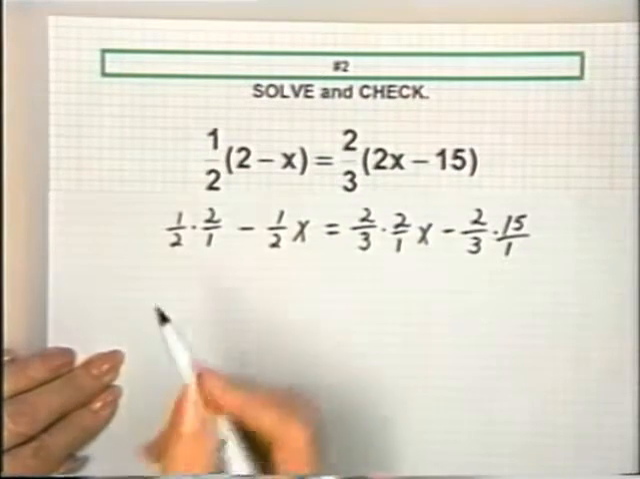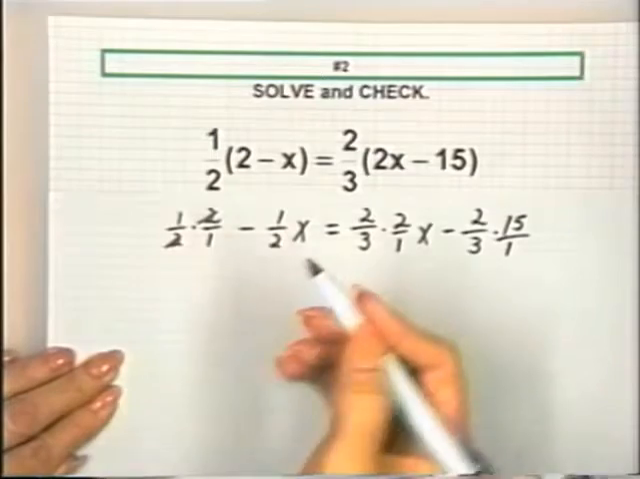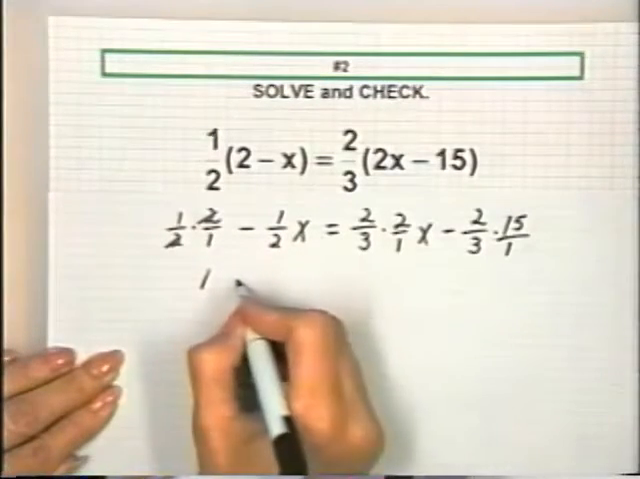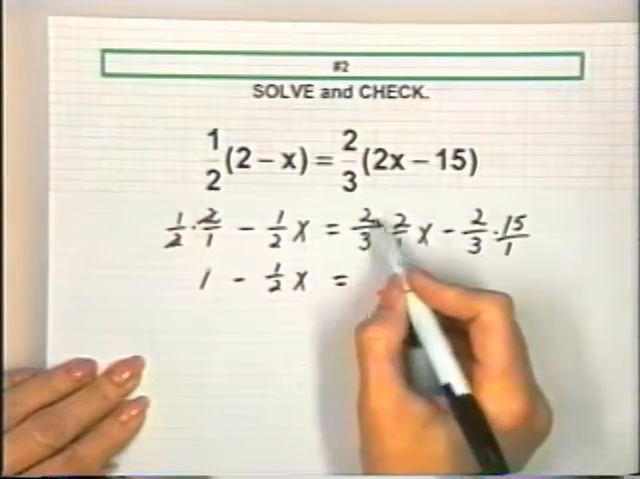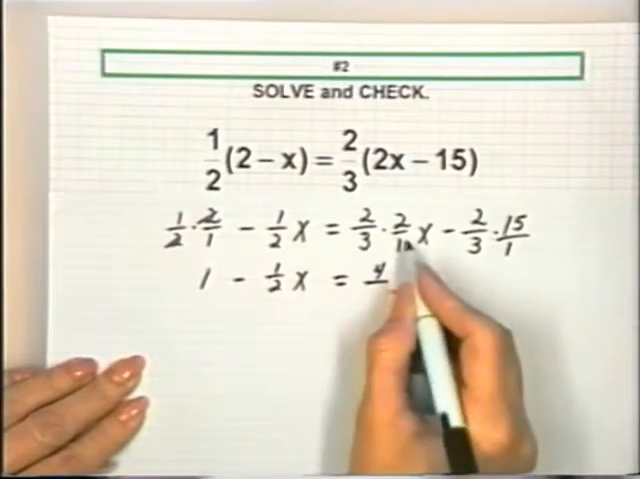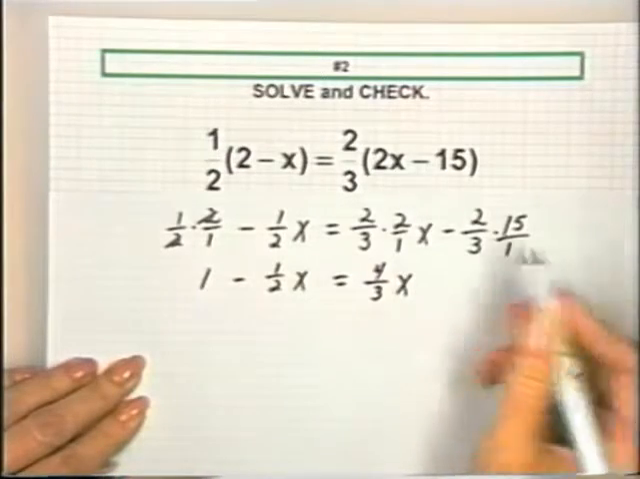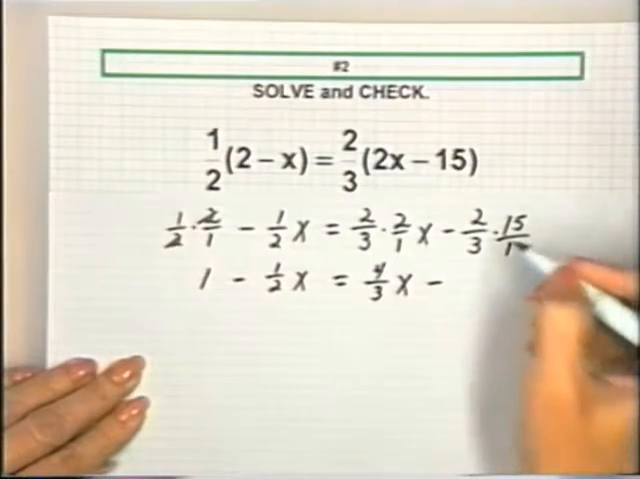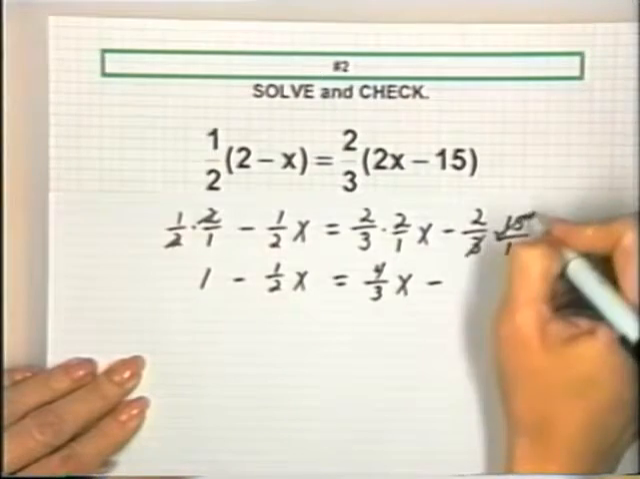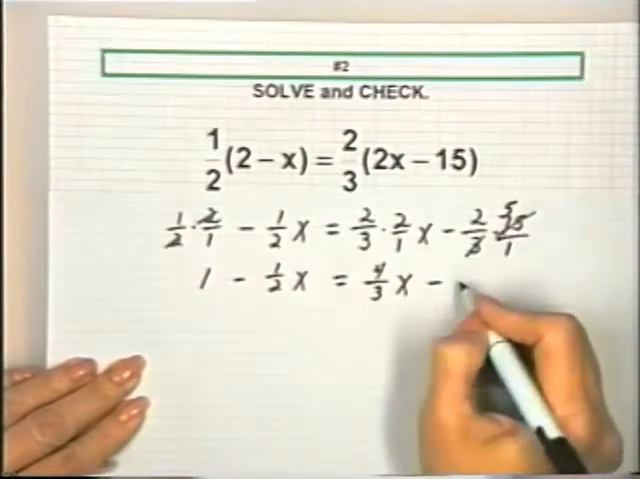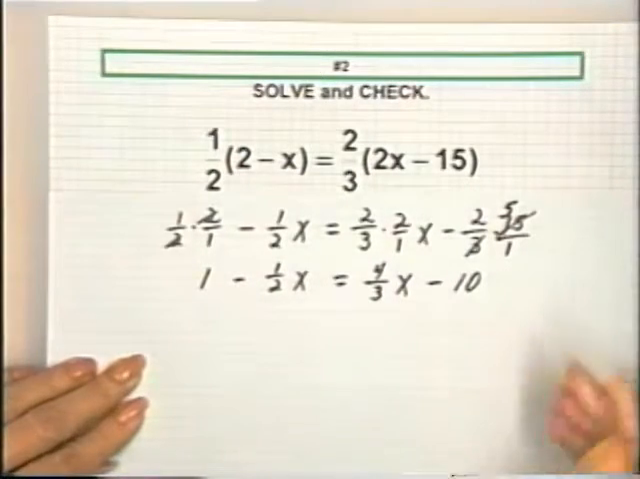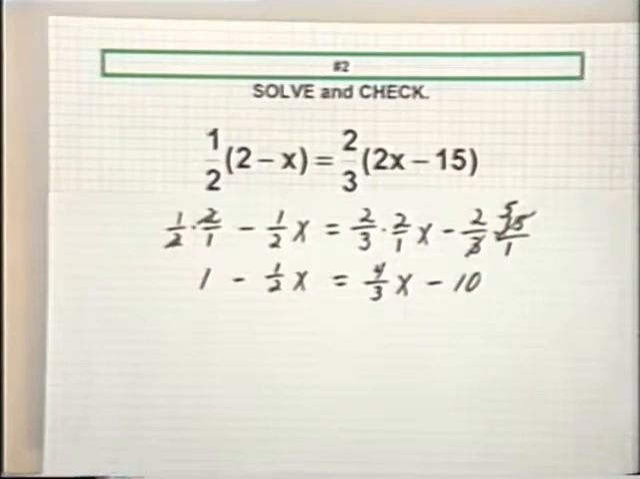Simplifying my multiplication, my 2's will cancel. I am left with 1 over 1 or 1 minus 1/2 x equals 2 times 2 is 4, 3 times 1 is 3 times x minus 3 will go into 3 once and into 15 5 times. I am left with 2 times 5, which is 10 over 1 or 10. I have removed the parentheses. I now need to get rid of the fractions.